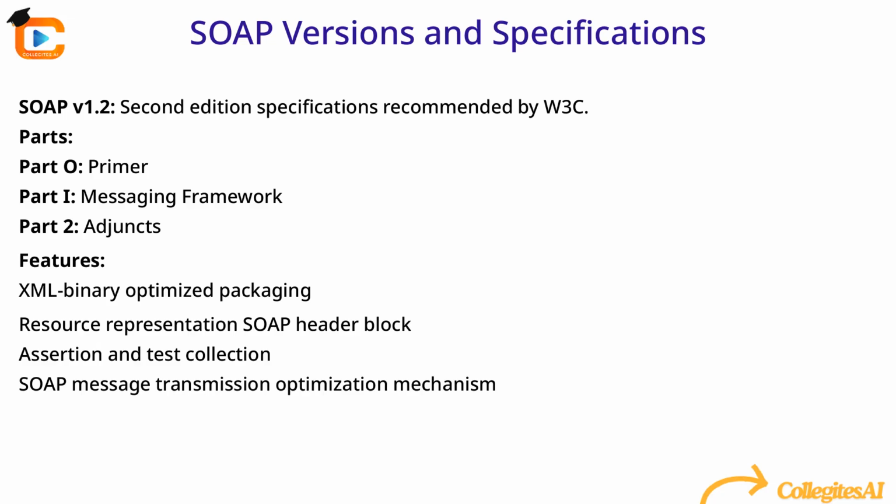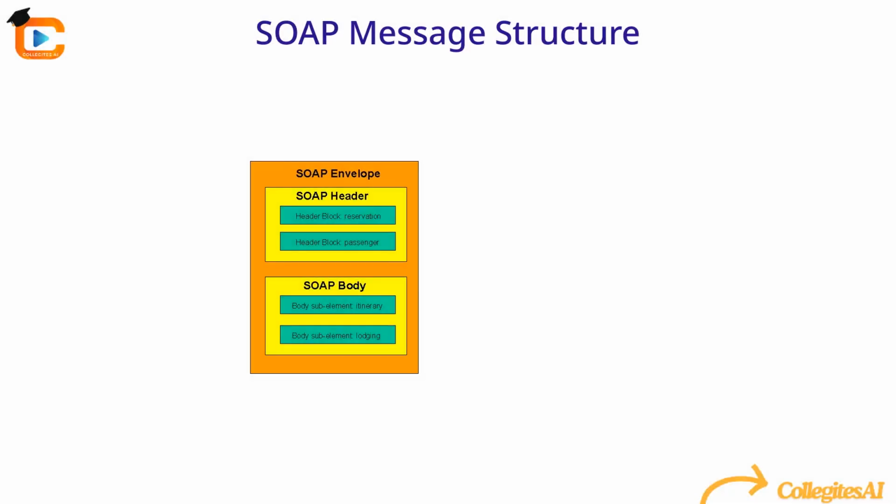SOAP version 1.2 introduces several important features, including XML binary optimized packaging for efficient data transmission, resource representation, SOAP header blocks for enhanced metadata handling, assertion and test collection for improved quality assurance, and SOAP message transmission optimization mechanisms for faster communication. At the core of SOAP is the message structure.